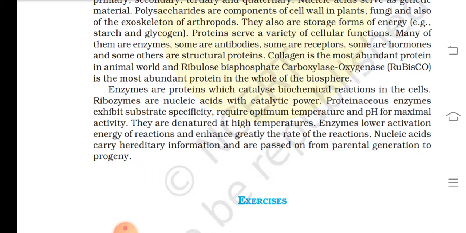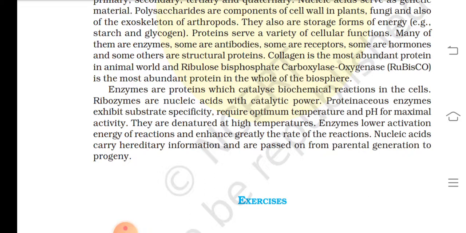Proteins serve a variety of cellular functions. Many of them are enzymes, some are antibodies, some are receptors, some are hormones, and some others are structural proteins. Collagen is the most abundant protein in the animal world, and ribulose bisphosphate carboxylase oxygenase, RuBisCO, is the most abundant protein in the whole of the biosphere. Enzymes are proteins which catalyze biochemical reactions in the cell. Ribozymes are nucleic acids with catalytic power.